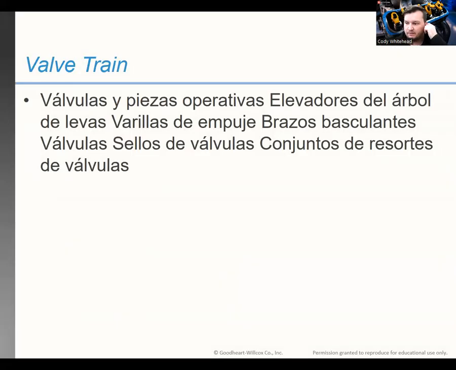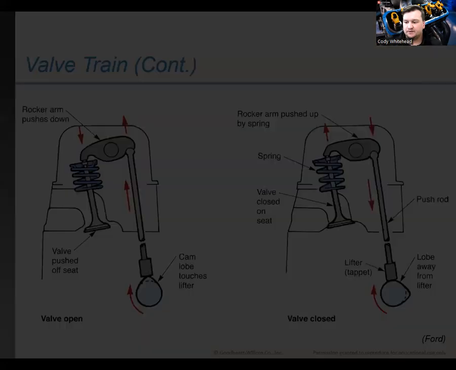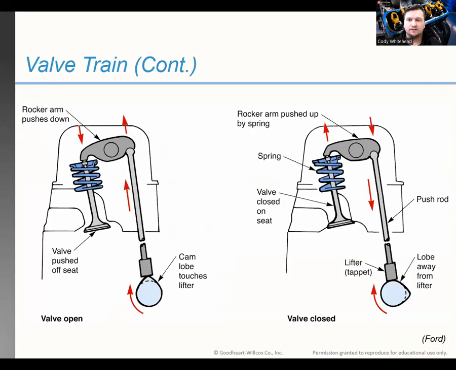Okay, valve train. This is the valves and the operating parts: your camshaft, lifters, push rods, rocker arms, valves, valve seals, valve spring assemblies. All of this is your valve train right here in this picture. The cam lobe spins around, pushes against this lifter, which pushes against the push rod, which pushes against the rocker arm, which rocks down and opens the valve right here. And then when it turns, the valve spring will close everything back up.